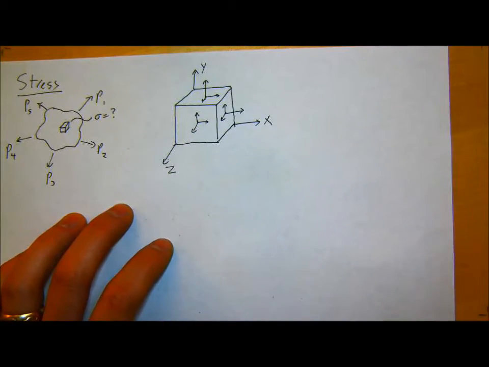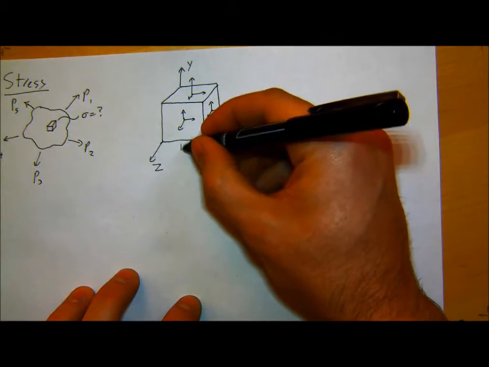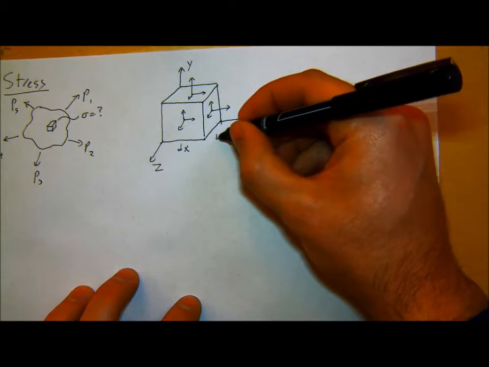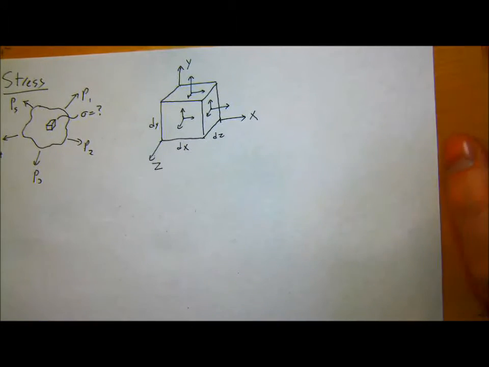I'm going to say this is some unit element, with some unit widths dx, dy, dz. So it's a unit cube, or an infinitesimal cube. We're going to assume that the stress is constant in this body, whereas realistically the stress is varying throughout the body.